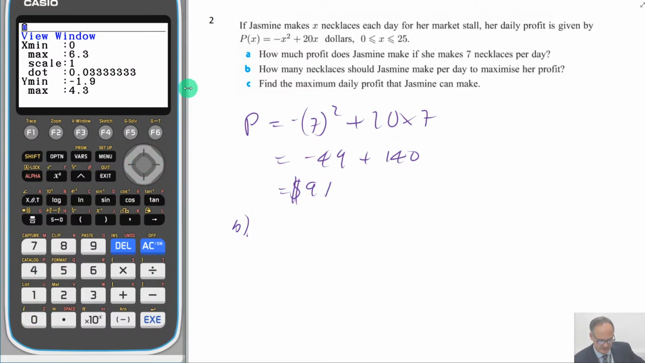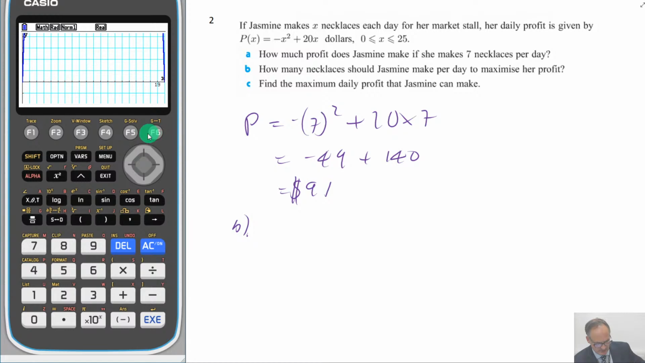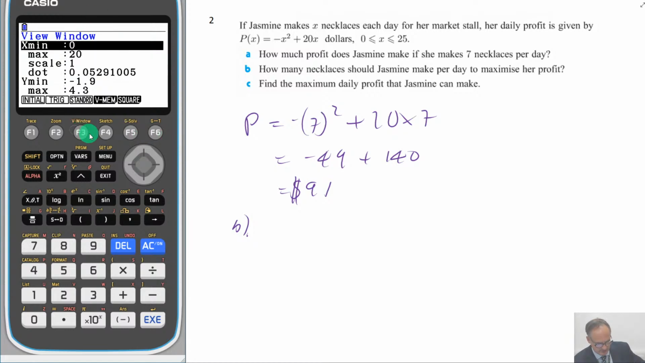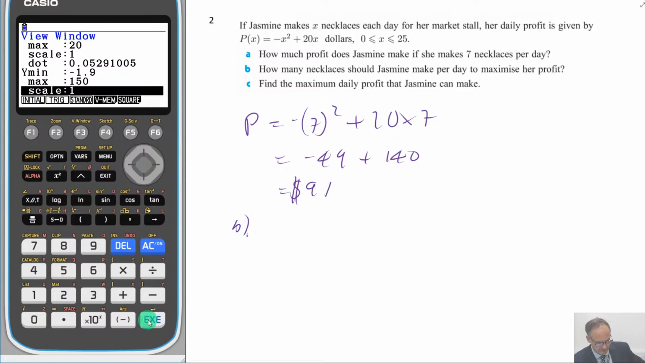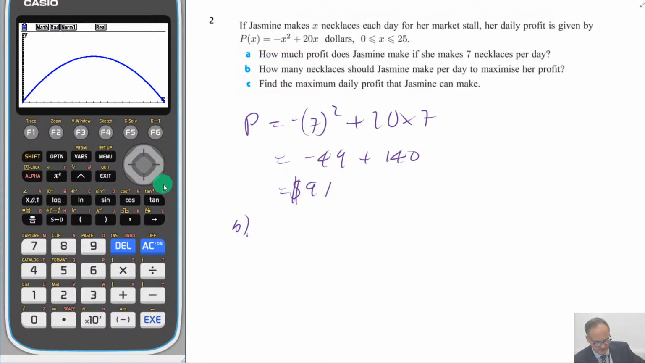We got to 7 necklaces a day gives 91. So let's just make this maybe 20. Let's see what happens with 20. Scale that and see what happens when we draw that. And we can see it's still gone too high. So let's just change our y values. Let's make this about, I don't know, 150. Okay, and draw that. And we can now see our graph.